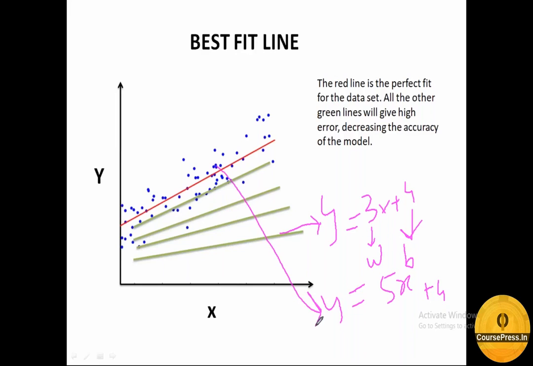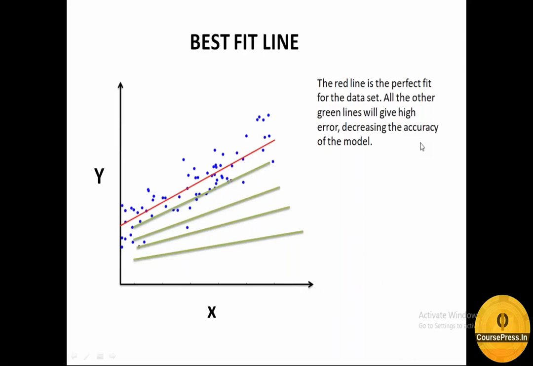Why is that? When we sum up all the distances of these points to the line, that sum will be minimum for this line. That means that any other line on this graph will have a higher sum than this line has. So this is known as our best fit line. This is the main objective in a regression problem, to find the best fit line and to decrease the error.